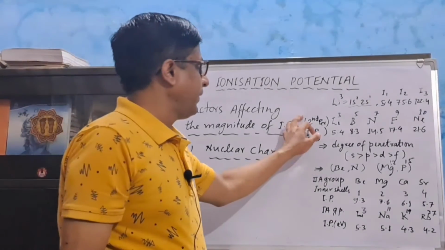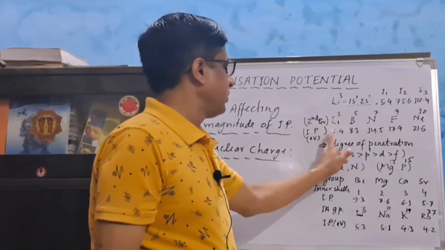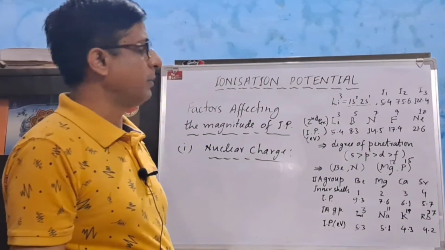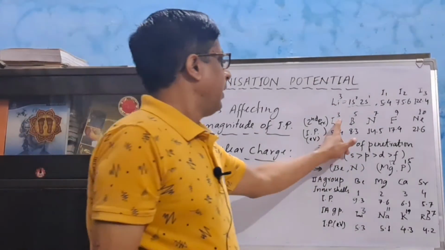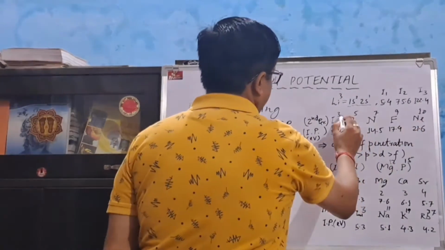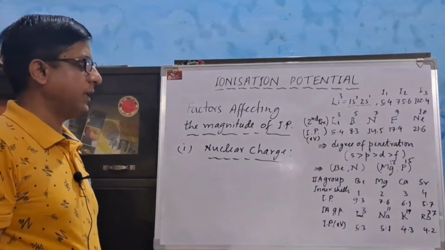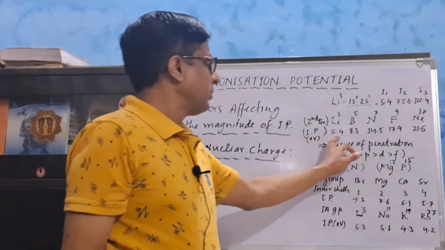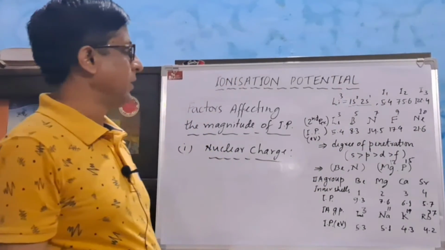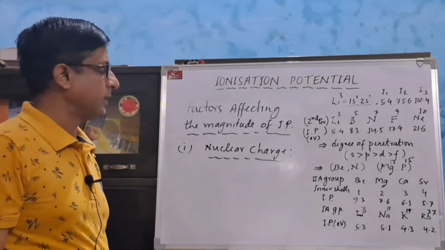For example, if we take the second period, then we can see that ionization potential increases from lithium to neon. The nuclear charge increases from lithium to neon: 3, 5, 7, 9, 10. Therefore, the attractive force increases. Thus, the ionization potential also increases when we move left to right in the second period.